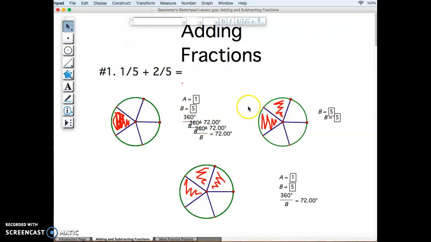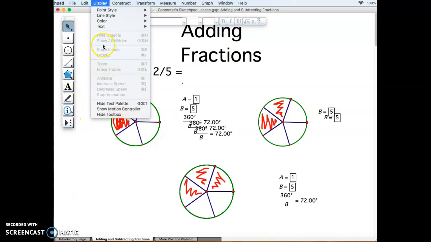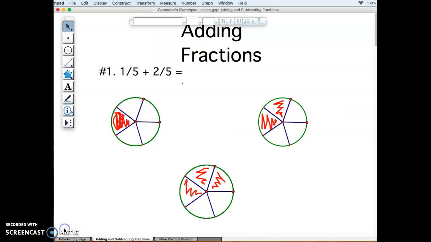And this way, see all of my other little things here that I have hidden? Well, what I can do now is just hide all of these by going to display and then hide. So here I have hidden all the unnecessary components that are on the screen right here. And here we have it. We have our total, which is 3/5.